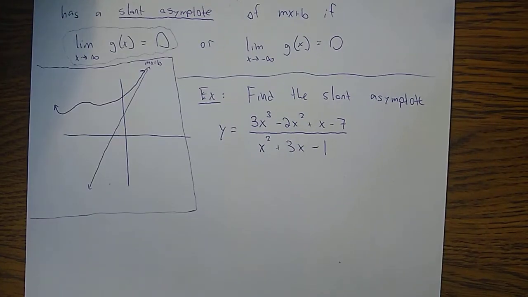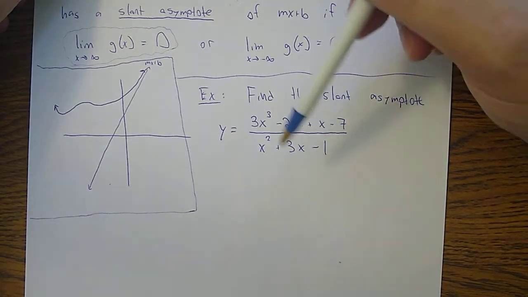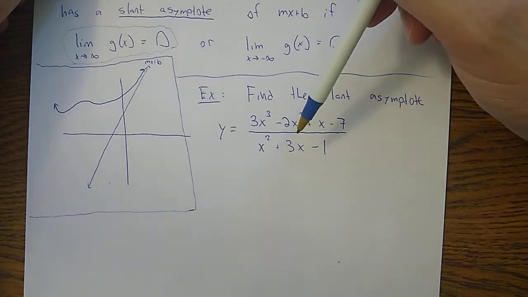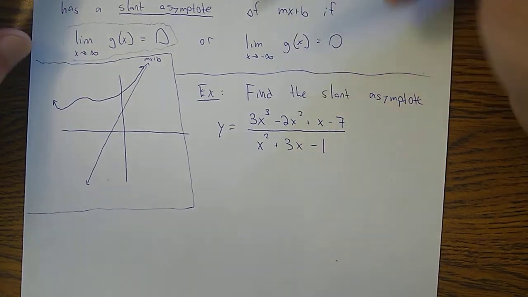But really, the only questions you're going to get asked on the online homework are going to be to find a slant asymptote, and it's going to look something like this, and basically the way you do this is just long division.